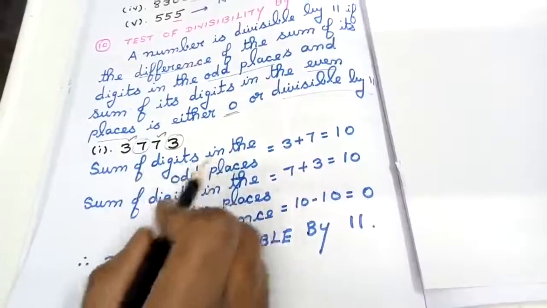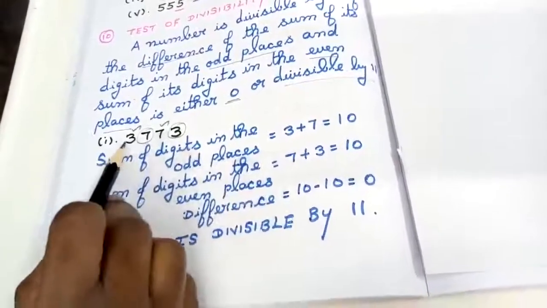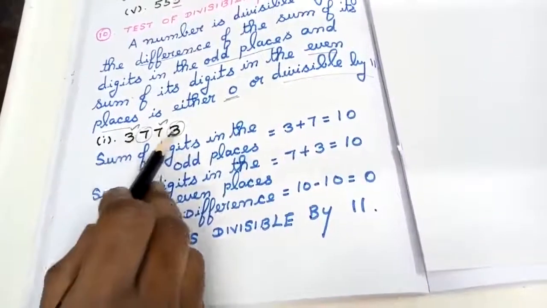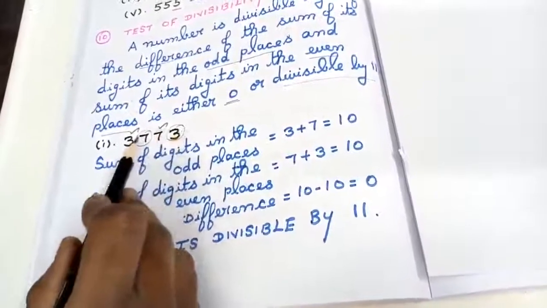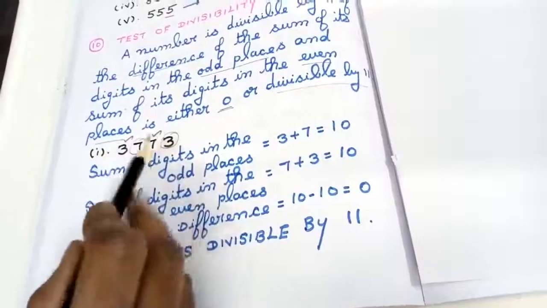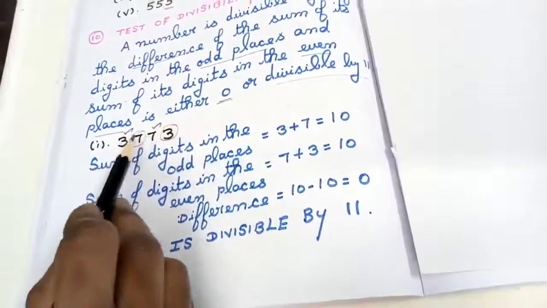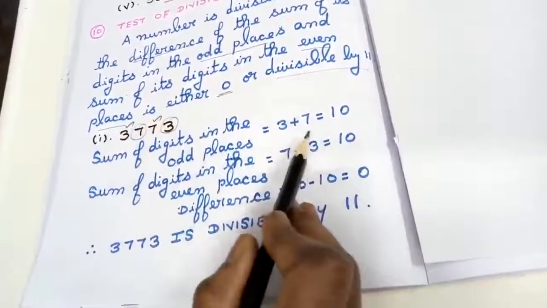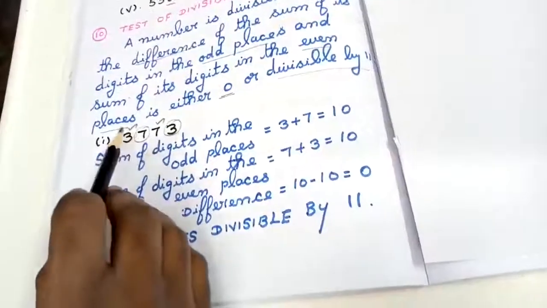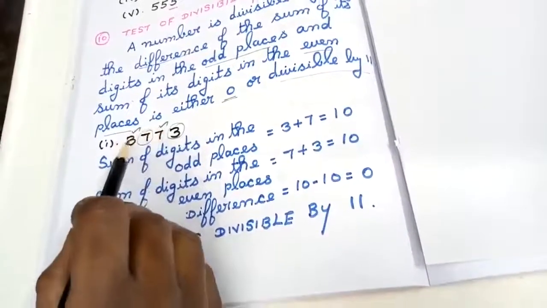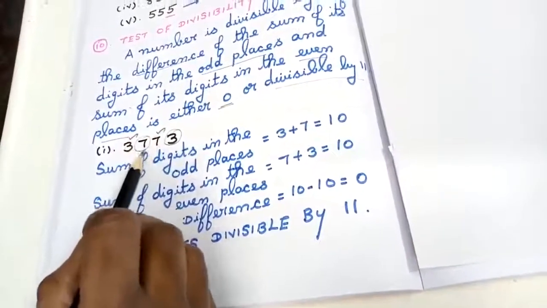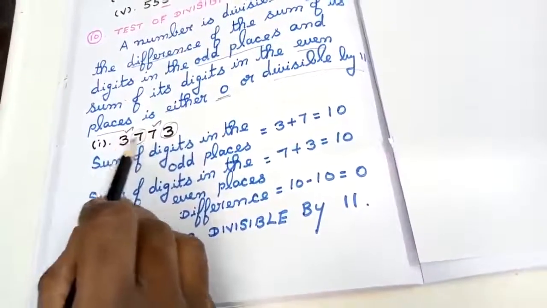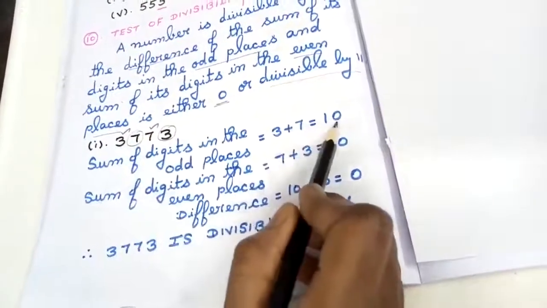Sum of digits in the odd place. Odd place means I am starting from the first value. You can move right to left, but I am going to move from left to right. 3 and 7. Since it is addition, no problem, and whichever way you add, you will get the same answer. I am putting a tick. Those ticked values are in the odd places. 3 and 7 I add, and I get the answer as 10.